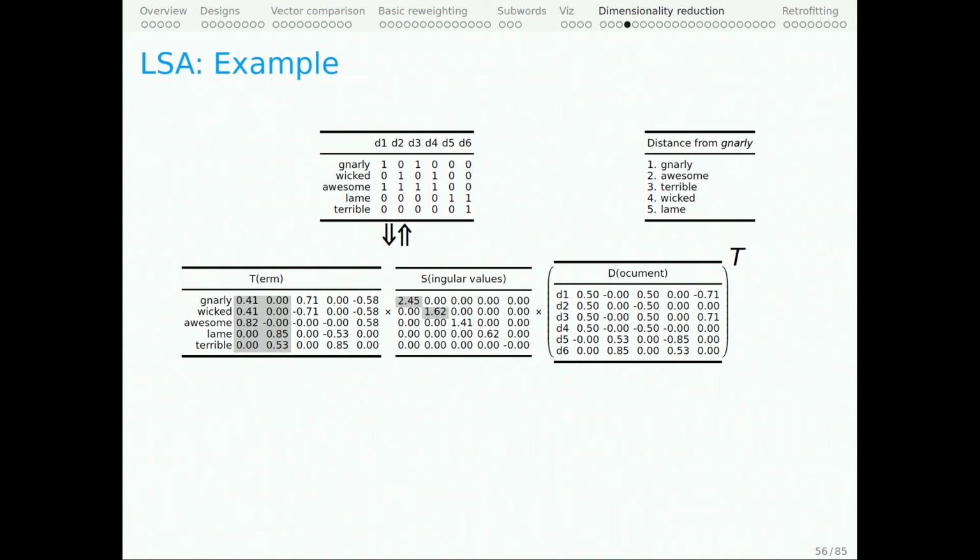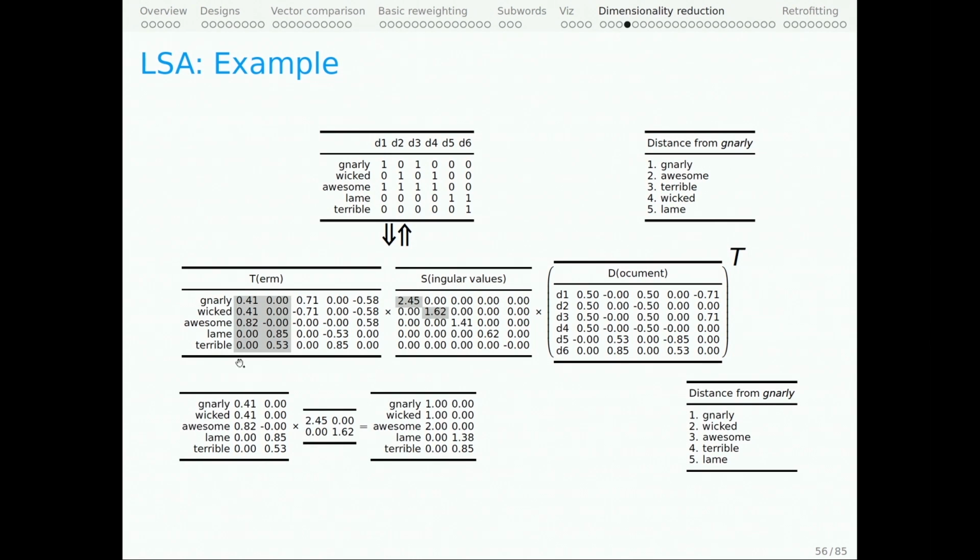Here's the singular value decomposition, term, singular values, and document. But what I've done here, this is the truncated part. I'm going to look at just the top two dimensions. The algorithm ensures that these singular values are organized by their size, and that correspondingly these columns are organized by the amount of information that they contain. So when I do the approximate reconstruction using just the two columns here, I get this new vector space, reduced dimensional, and in that new vector space, gnarly and wicked are really close to each other because the method has found this abstract notion of co-occurrence, second order co-occurrence, you might call it.